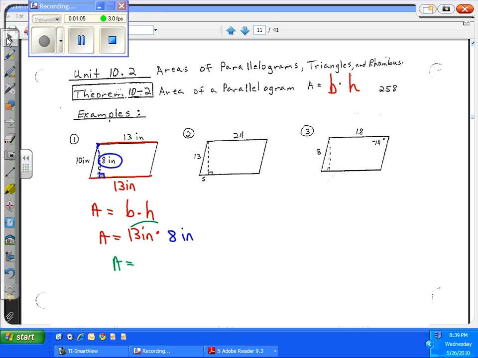We're going to multiply, so we multiply the numbers. 13 times 8 is 104. You multiply the names, and you get a new name. When you multiply with like bases, you add the exponents, so you get square inches. So it's 104 square inches. Any questions on number 1?